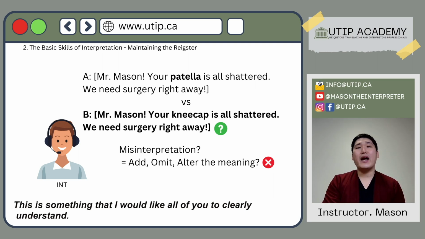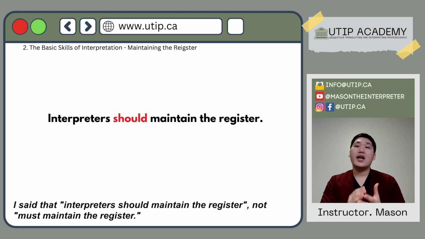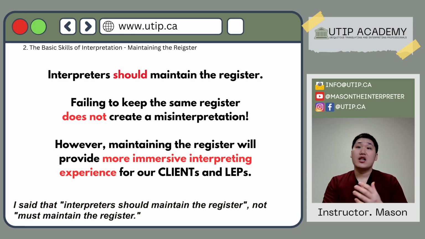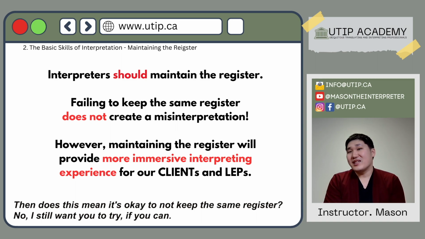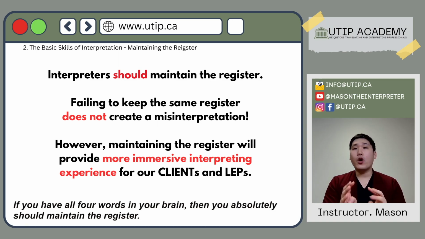This is something that I would like all of you to clearly understand. I said that interpreters should maintain the register, not must maintain the register. Just because we didn't keep the same register, that doesn't mean we misinterpreted something. Then, does this mean it's okay to not keep the same register? No, I still want you to try if you can. If you have all 4 words in your brain, then you absolutely should maintain the register.